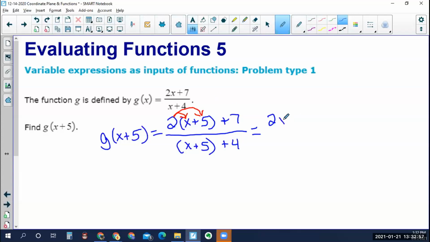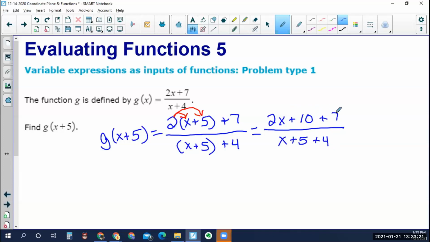I think maybe my brain is half not with me today. I'm not sure why. 2x plus 10 is what I should have had there, and I could put that in parentheses if I wanted to really emphasize that it came from that, and to remember that I still have a plus 7 to deal with. I'm going to leave the parentheses out. And same thing down here. Let's just go ahead and drop the parentheses so it's easier to see x plus 5 plus 4.